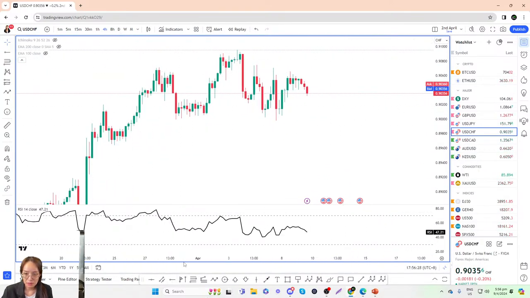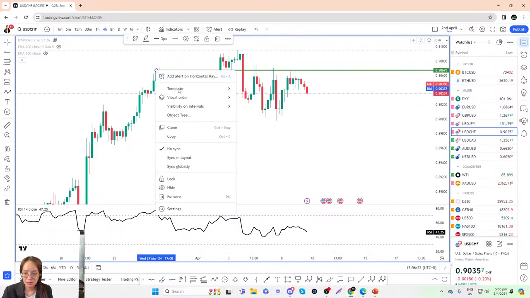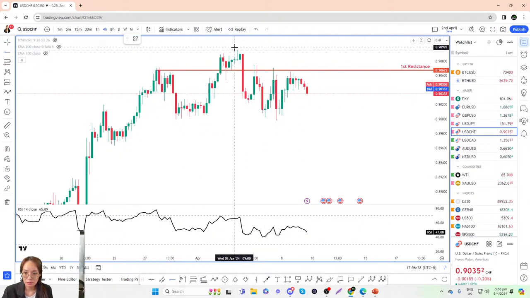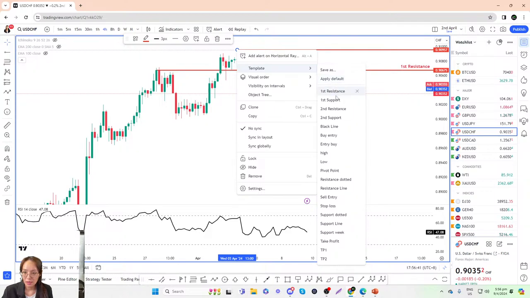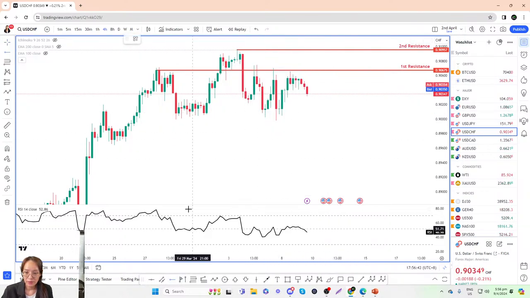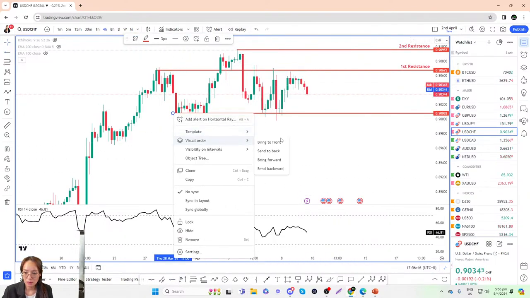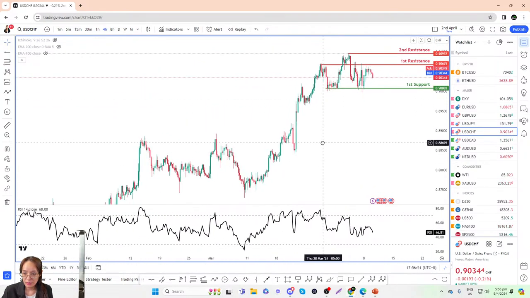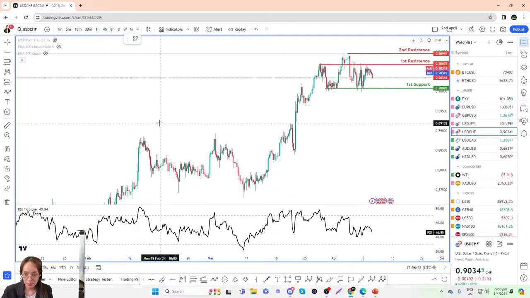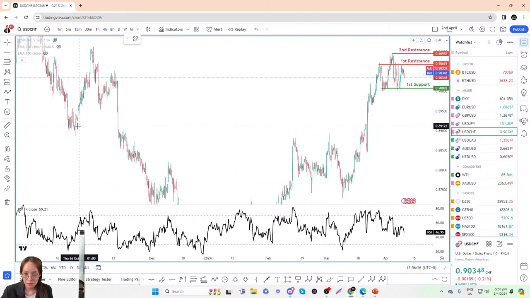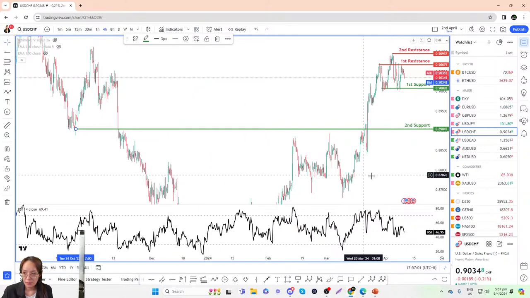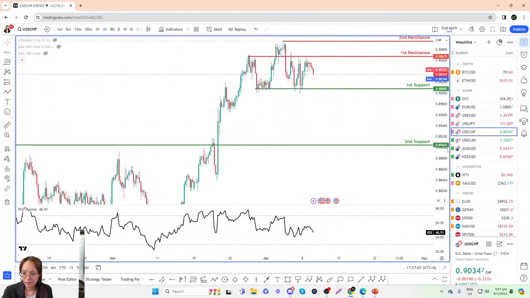Okay, this is it. You need to find the first resistance first. I put a swing high right here, and this multi swing low is my first support. And another, the second support I find, is this one right here, all the way here.